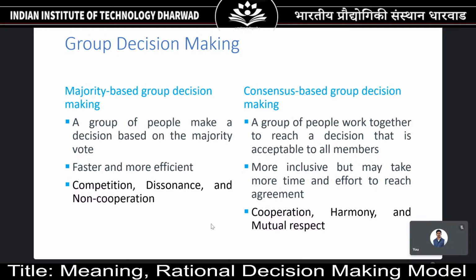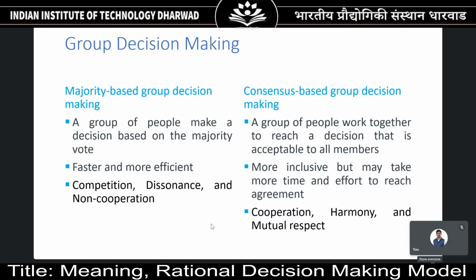On the other hand, in consensus based group decision making, we sit all together and we have to accept whatever outcome comes from all the members. It is more inclusive but may take more time and effort to reach agreement. There are some benefits of consensus based decision making. When you decide, for example, within your home to visit some tourist destination, and you discuss with all your family members instead of imposing your desire, there is cooperation between your family members, there is harmony as well as mutual respect for each other.